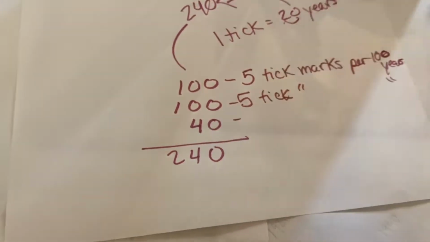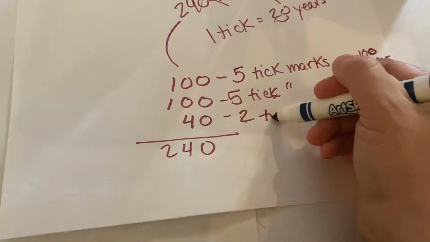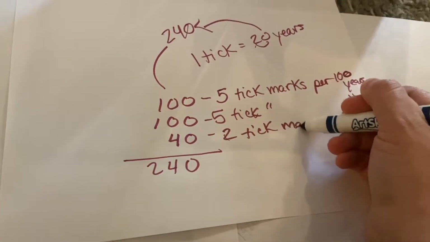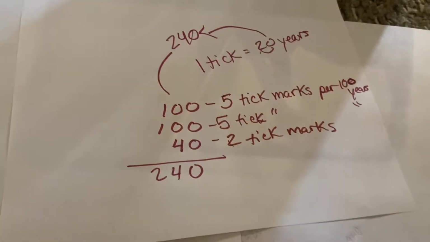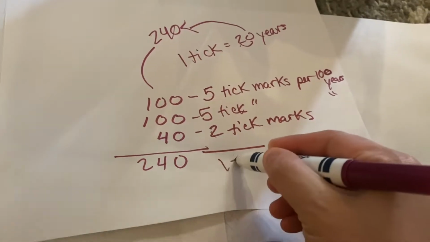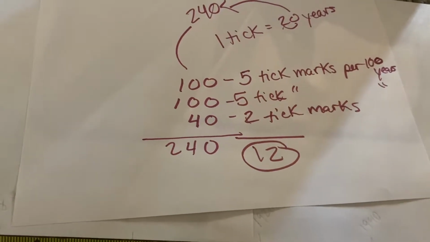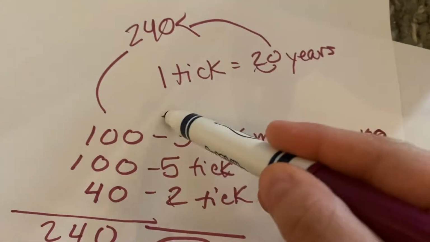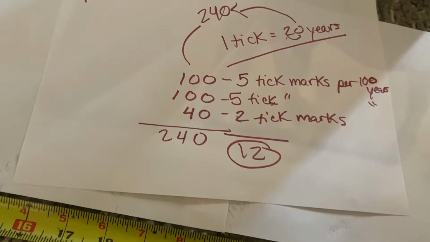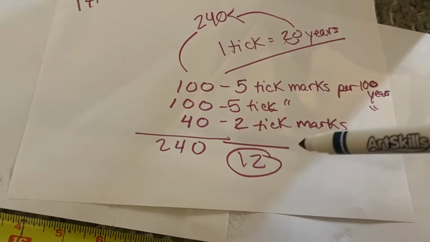Now, how many times does 20 go into 40? 20, 40. It just goes in 2. So I'm going to need around 12 tick marks. Okay? Here, 1 tick mark is 20 years. We're going to need 12 tick marks.